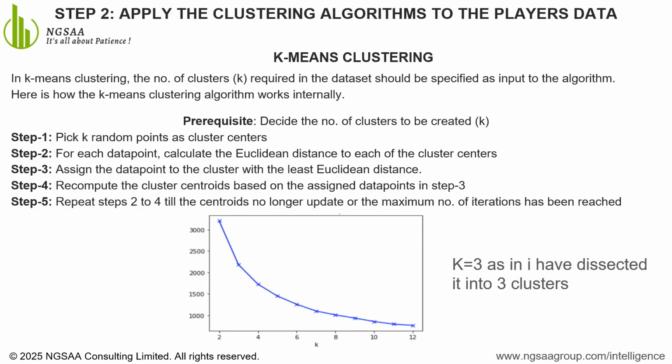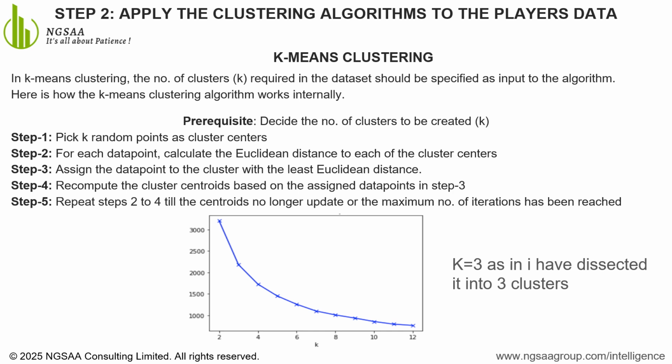Step 2. Apply the clustering algorithms to the players' data. We are using K-means clustering, one of the most popular unsupervised learning techniques for segmentation. The goal is to group players based on similarities in their statistics. How does K-means work? 1. Choose the number of clusters, or K. We set K equals 3, meaning players will be divided into 3 distinct groups.